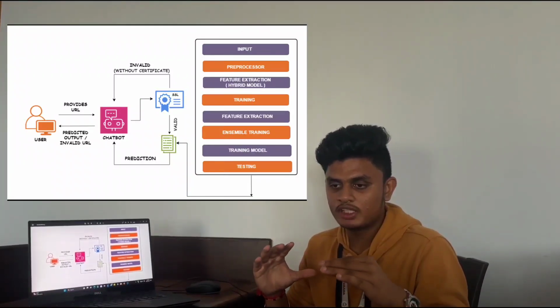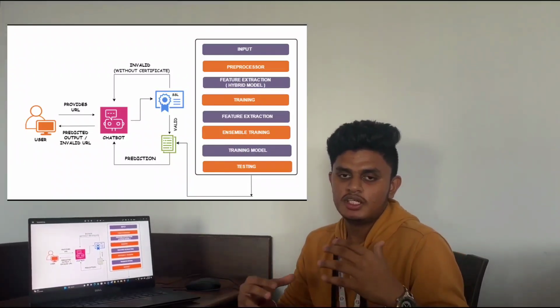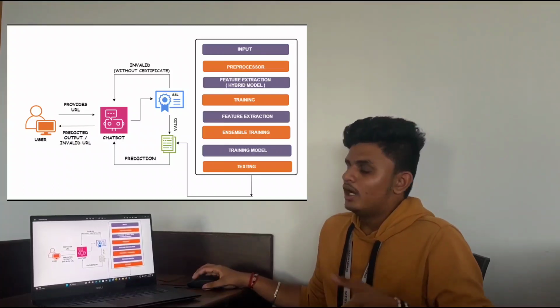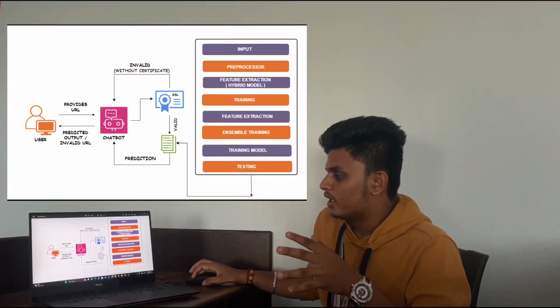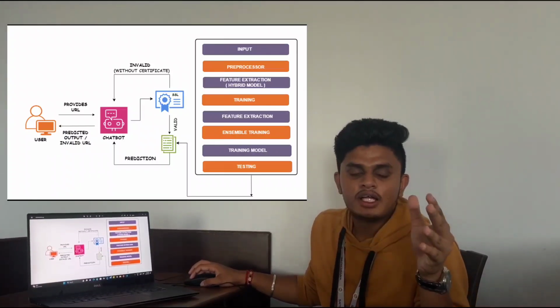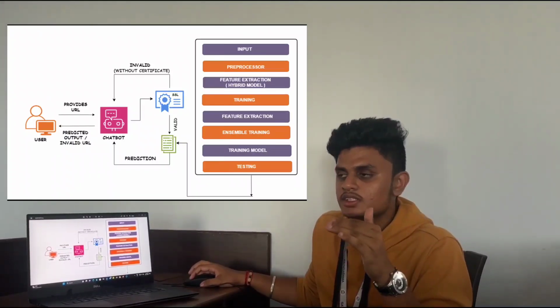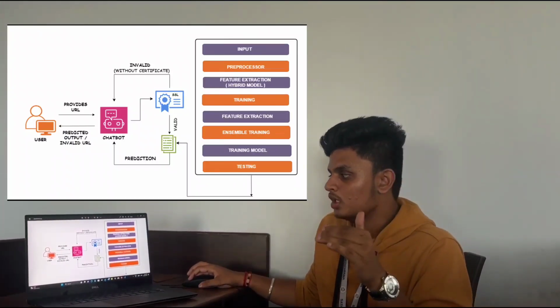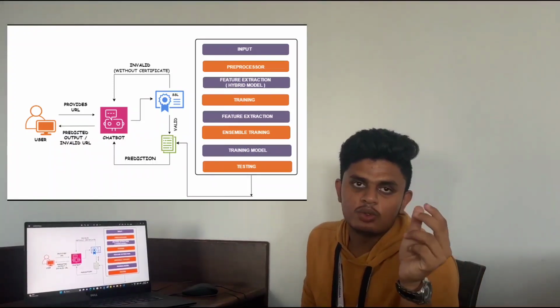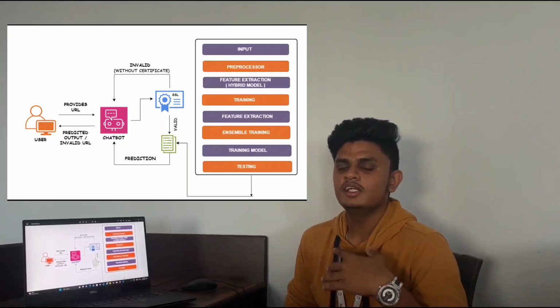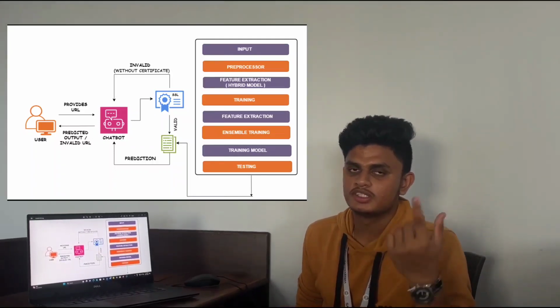Our project is basically to detect the phishing sites. These can be used in many ways. I'll explain it later. Now I'll explain about the process. So when the SSL certificate fails, when it finds that the SSL certificate is missing, it goes to the chatbot and the chatbot tells us the URL is invalid. Invalid in the sense the URL cannot be processed anymore.